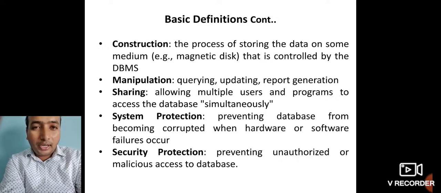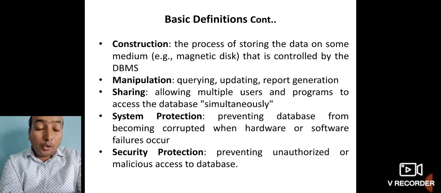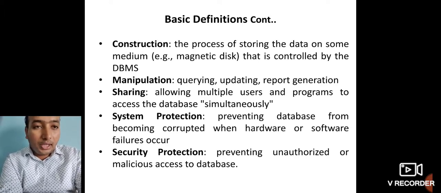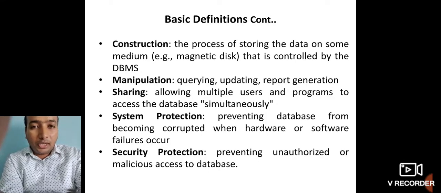Or you have data related to your bank accounts from your SBI bank or a Canara bank. That SBI or Canara bank cannot share their customers' bank balance or password with other people. So a very important thing is security protection. Here you have the ability to prevent unauthorized or malicious access to your data. So these are the basic functionalities which a database management system should possess with respect to your database.